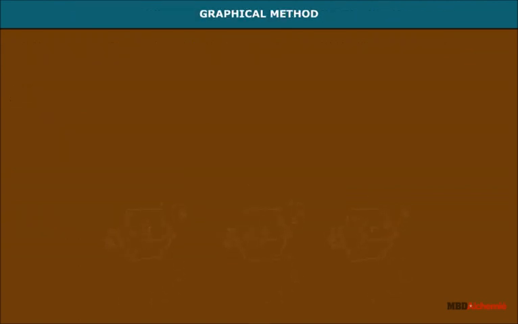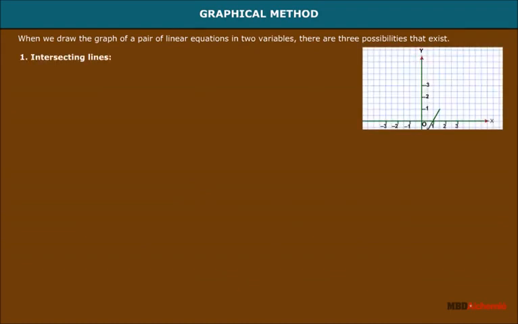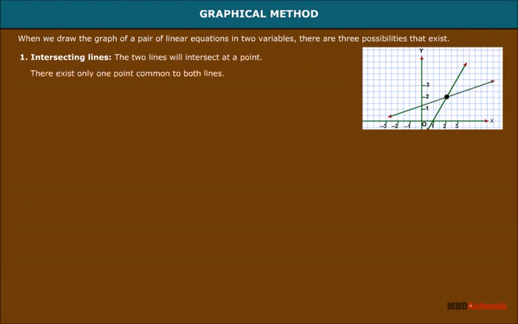Graphical method. When we draw the graph of a pair of linear equations in two variables, there are three possibilities. First is intersecting lines. The two lines will intersect at a point. Then there exists only one point common to both lines. Hence, the coordinates of this point give the unique solution.